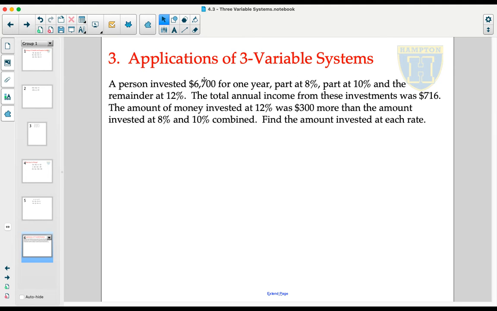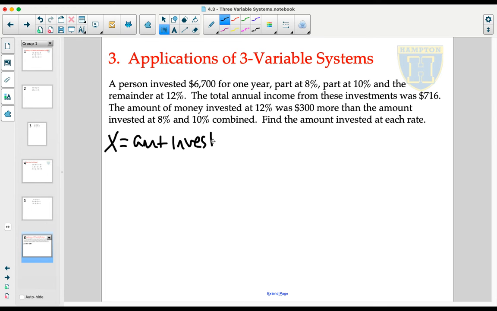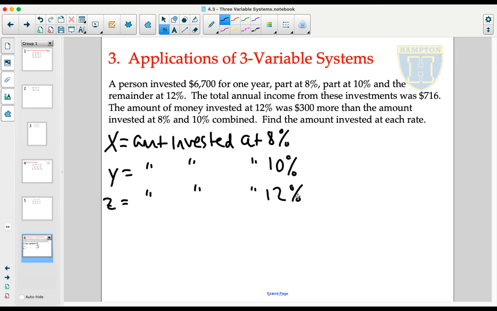Clearly, this is a three-variable system. There are three things that we do not know. We do not know the amount invested at 8%, 10%, or 12%. Those are going to be our three variables. So let X be the amount invested at 8%. Y will be the amount invested at 10%. And Z will be the amount invested at 12%.